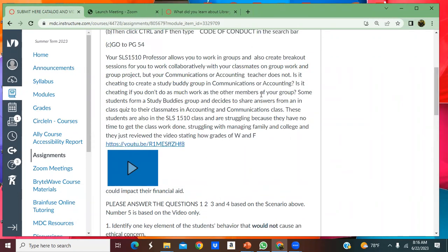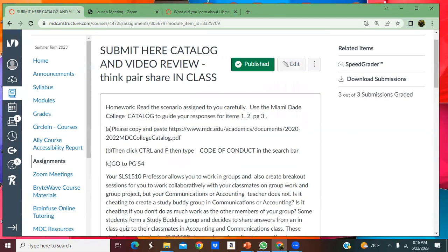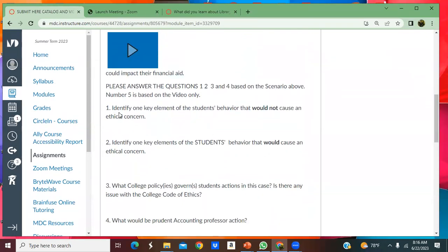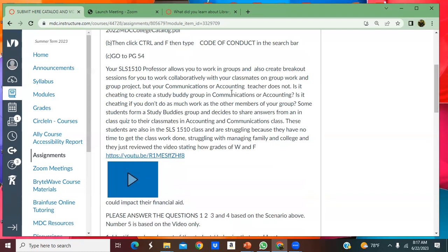So Derek, I want you to look at the scenario and see what would not cause an ethical concern. Derek or Eric? Derek. Oh, can you repeat that request one more time, please? I want you to look at question number 1. And go ahead and identify one element of a student's behavior that would not cause an ethical concern. It was based on the scenario that we just read, correct? Yes, it is. I was having a technical difficulty that didn't allow me to hear the scenario above. But you can read it. Look right here. Is it possible that I can answer the next question afterward while I read it so I can catch up? Okay. All right.